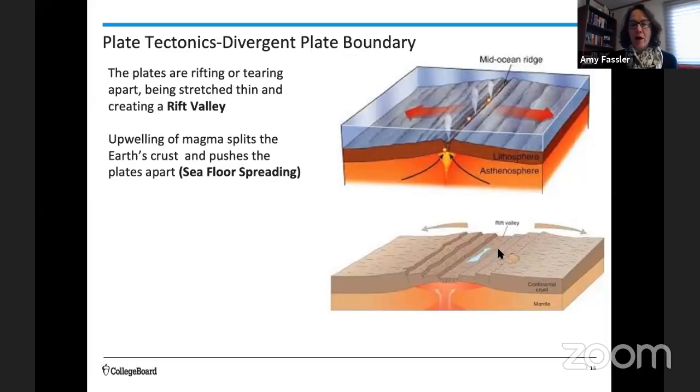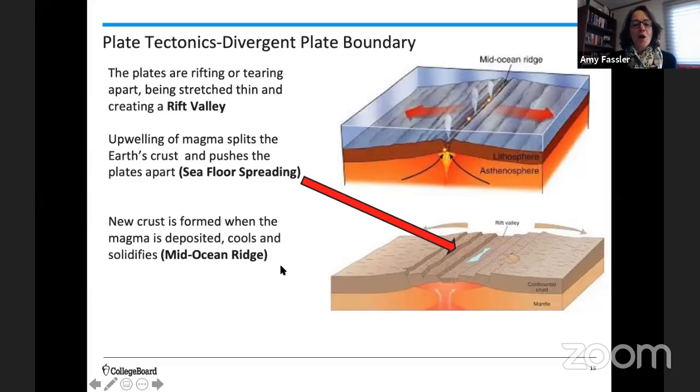The other big thing we want to understand about the processes at these divergent plate boundaries is that when I stretch that lithosphere really thin, there's a weakness there because it's been stretched so thin, and that upwelling of magma splits that earth crust and pushes those plates apart. And that's what we call seafloor spreading when that happens on oceanic crust. We also create this mid-ocean ridge.